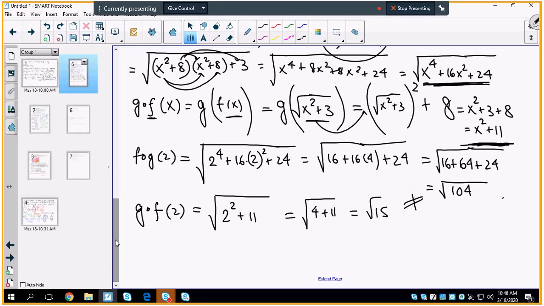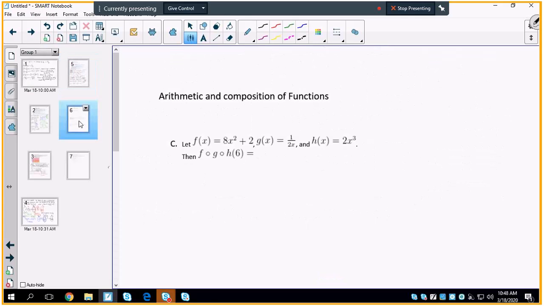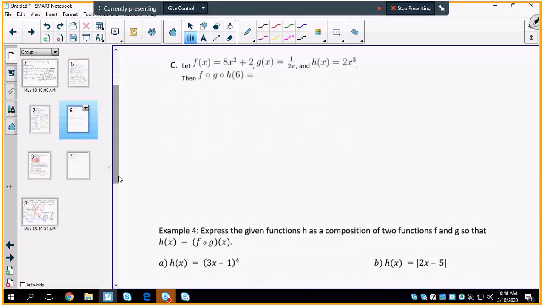Clearly, the square root of 15 is not equal to the square root of 104. So the composition might not be the same when I switch the order of execution of the functions f and g. These processes are called composing two functions. We'll do one more exercise of this type and then we will think about decomposition of a given composition. So this one is interesting because it has three functions, f compose g compose h, and I want to know how much it is at 6.